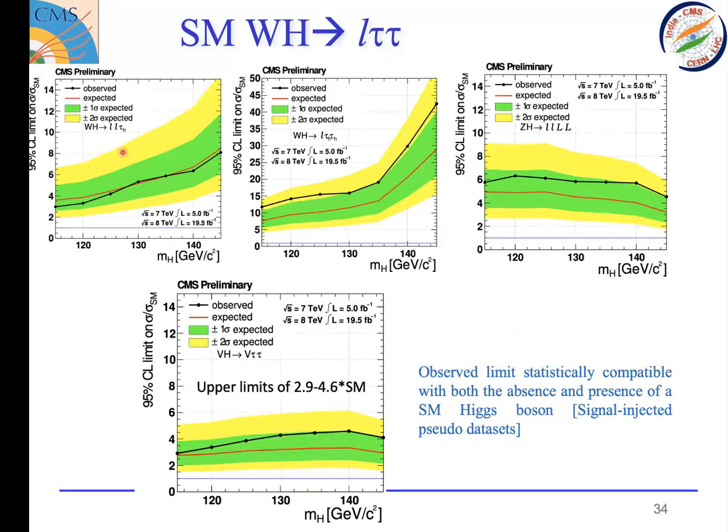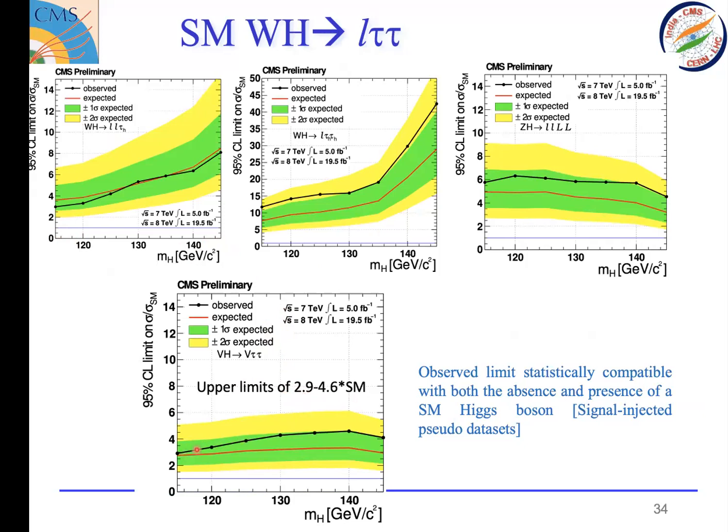Now here is shown basically the expected and the observed upper limit. So left hand side again LL tau H. Now in the middle plot it is L tau H. You can see in the entire range, 110 to 150 GeV, the combined upper limit given from all the three channels turned out to be 2.9 to 4.6 times the standard model.